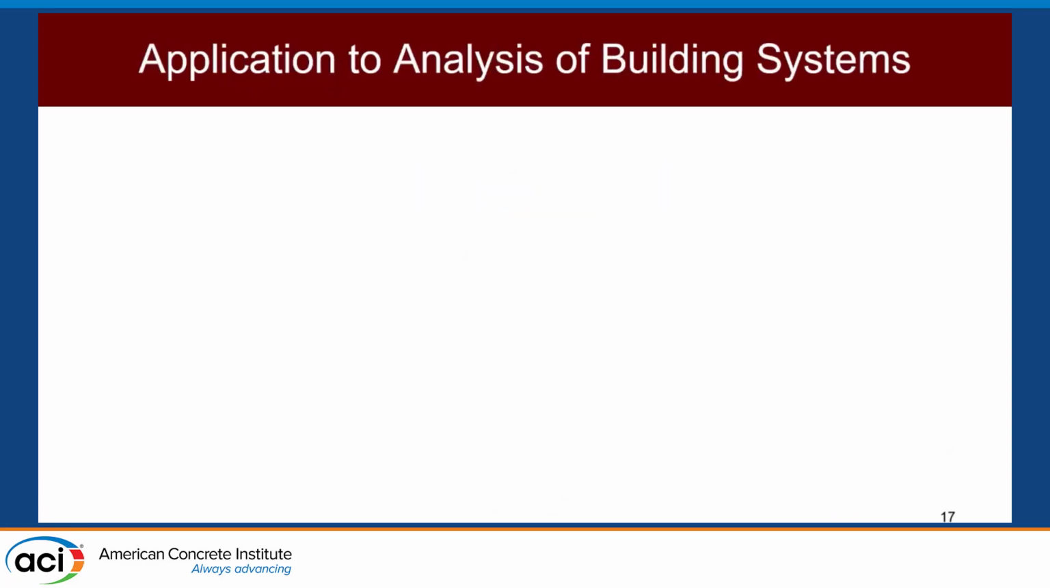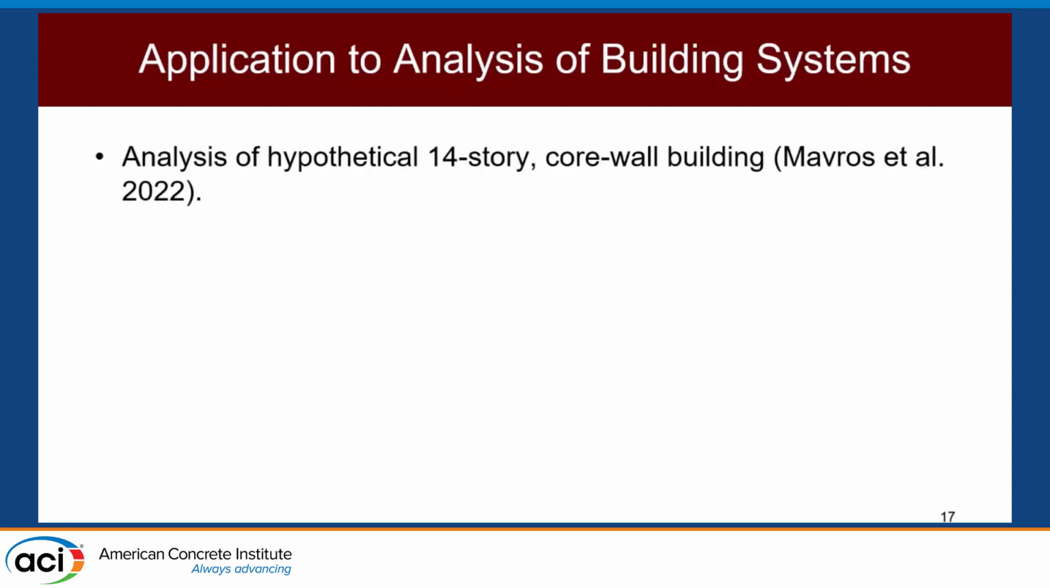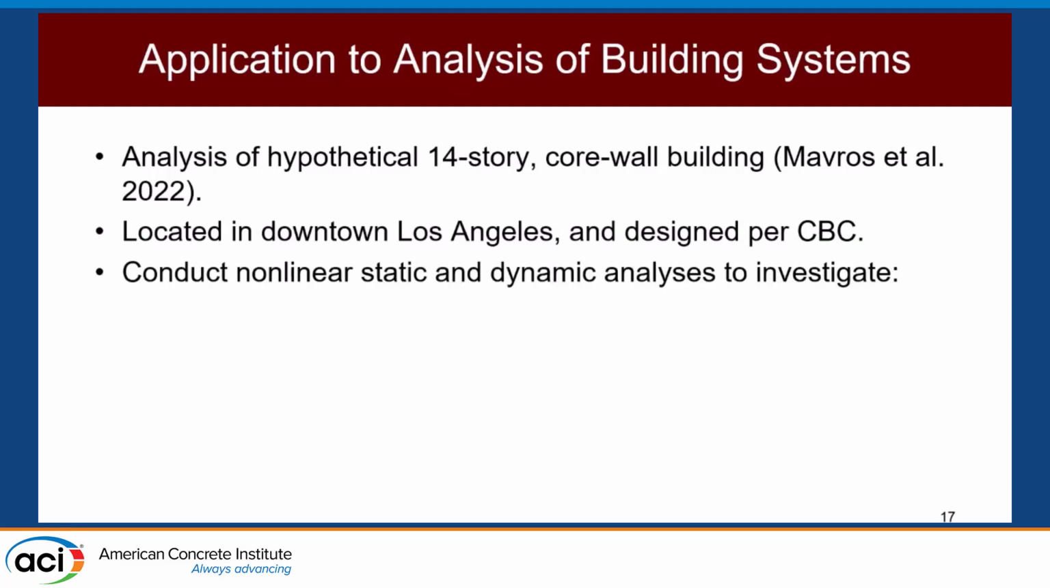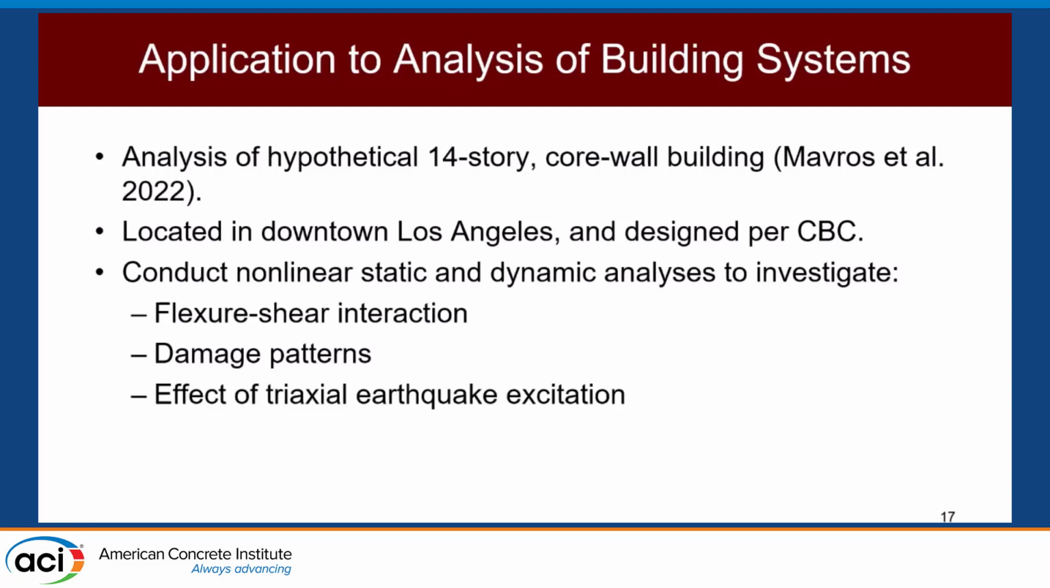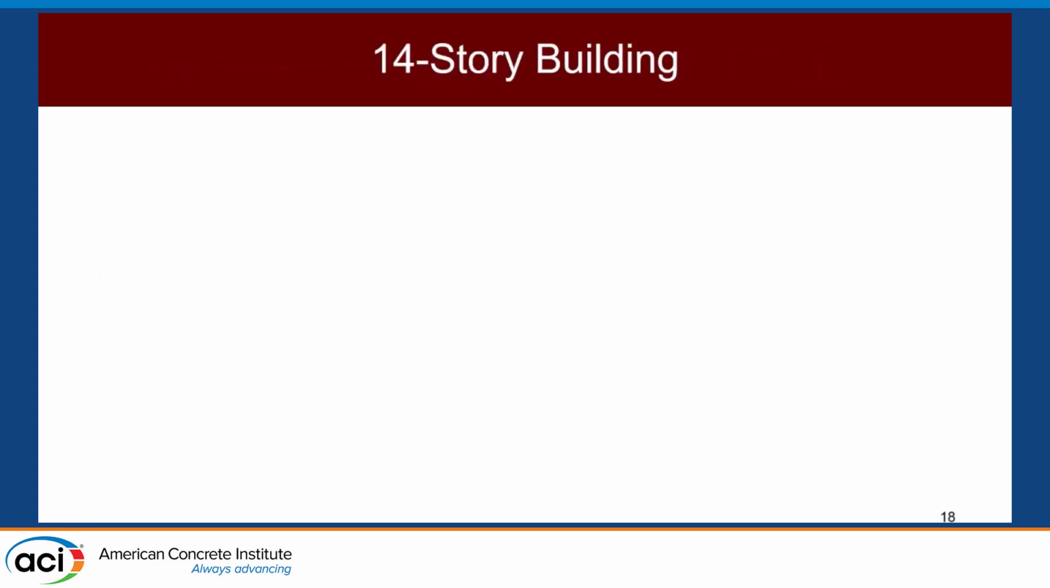And then we can also extend this beyond simply isolated walls and coupled walls into a full building system, which is what we really want to do, right? We ultimately want to be able to model our full structure and get an accurate representation. So this is going to be a model of a hypothetical 14-story core wall in downtown Los Angeles. There was nonlinear static and dynamic analysis, which investigated the typical failure modes that we're interested in for shear walls, such as shear-flexure interaction. We also want to see the damage patterns and the effect of triaxial earthquake excitation on this full building system.